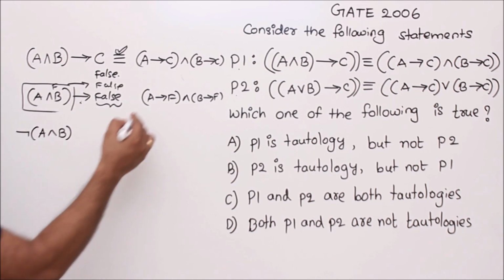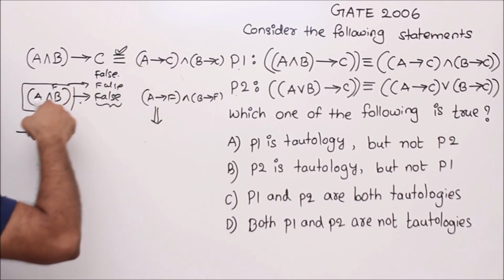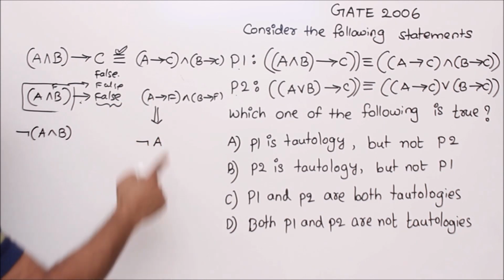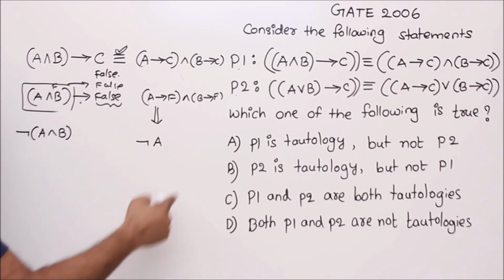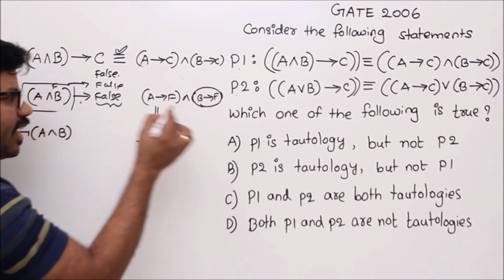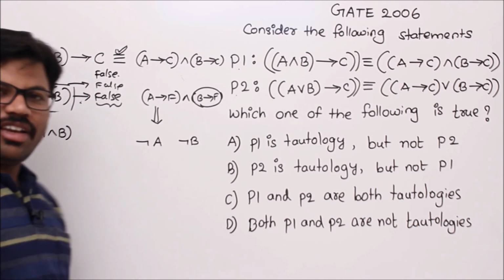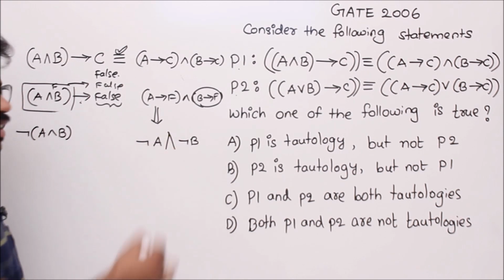Now similarly, we'll come to this one. A implies F. With the same logic, whatever I applied here, if I apply it, this will become negation A, isn't it? This truth value depends on the opposite of A. The truth value of B implies F is exactly equivalent to negation B. So negation B and B implies F have the same truth values, isn't it? We already observed that. Then negation A and negation B.